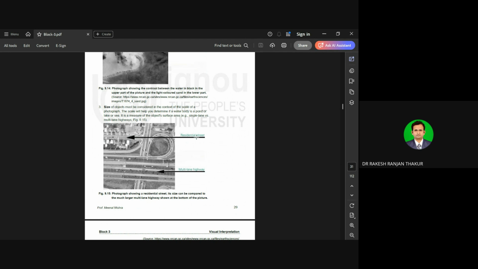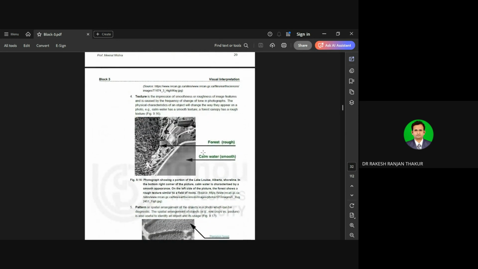Then in another one, you can see that suppose, for example, a water body or a pond or lake or sea, we know based on its size we can make a decision, right? The next one, you can see in an example of texture, it may be smoothness, the impression of smooth, or it may be rough. So in this particular beautiful example here, the portion of a lake, the water is very calm, so you can see there is a smooth texture.